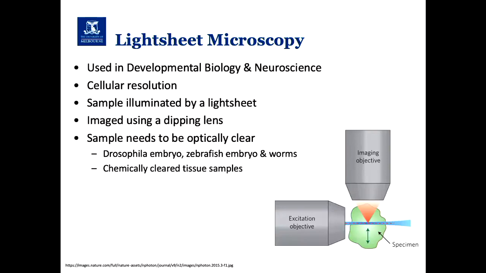Some of the downsides are that a lot of the time we need to immerse this imaging objective into some kind of media that's holding the sample, using what we call a dipping lens. And also the sample needs to be quite clear. If we're imaging tissue on a centimeter scale, then we need to be able to get the light through that to visualize it. So the reason it's used a lot in developmental biology is people use it on things like Drosophila, zebrafish, embryos, things like worms that are inherently clear already. You can use it on larger tissue samples, but we need to chemically clear those tissues out to make them clearer for the imaging.